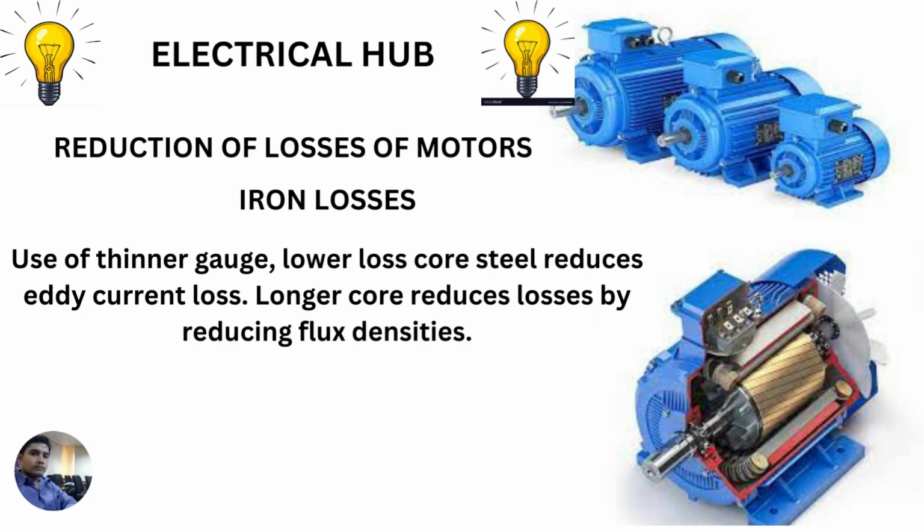But here we will discuss how we can reduce those losses of the motor. First is the iron loss. Use of thinner gauge, lower loss core steel reduces eddy current loss. A longer core reduces the loss by reducing the flux densities.